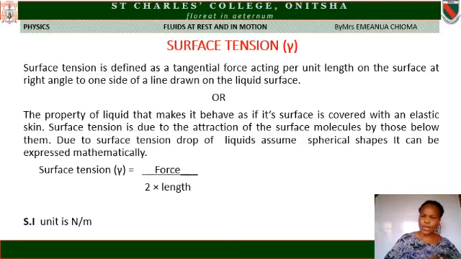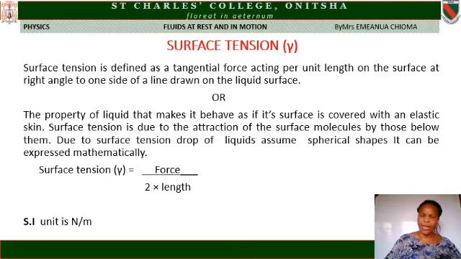Surface tension is due to the attraction of surface molecules by those below them. For this reason, due to surface tension, drops of liquid assume spherical shapes. When you open your tap to get water or when you close your tap, the last drops of water that come out come out in balls. That is because of surface tension.